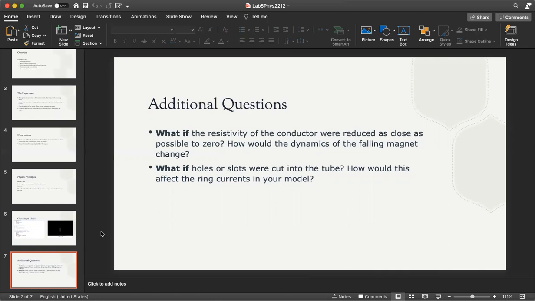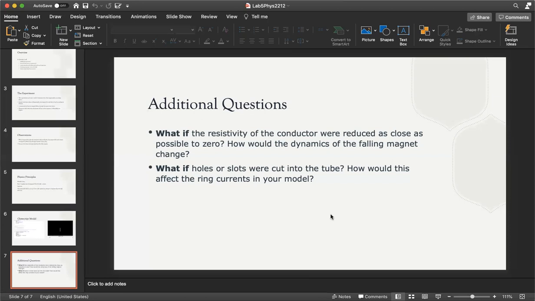So if it was reduced all the way to zero, or as close as possible to zero, in order for the voltage to be the same, which is the EMF, the current would have to be very great. So the current around the tube would be increased a lot, and if the current was increased, the velocity of the electrons going around the circuit would result in a stronger magnetic force pointing back at the magnet, so it would actually fall slower as the resistance was decreased.